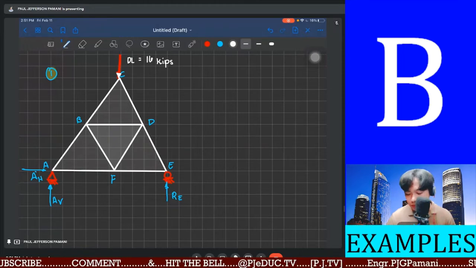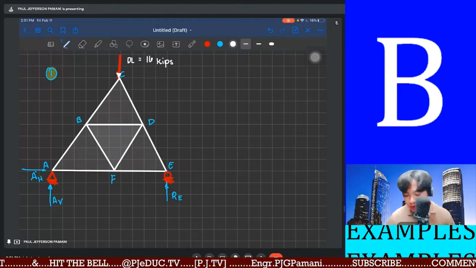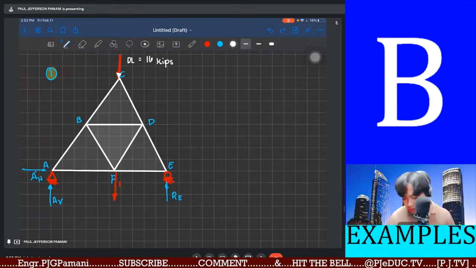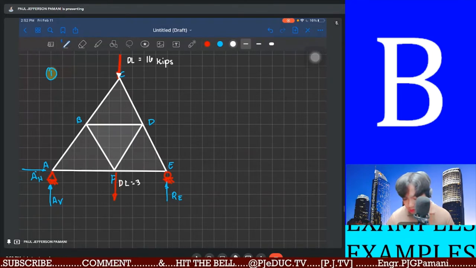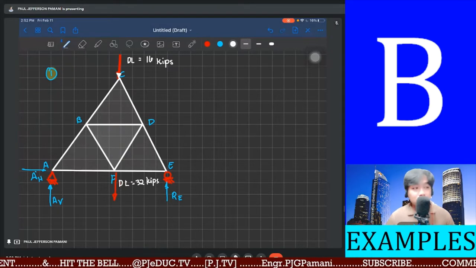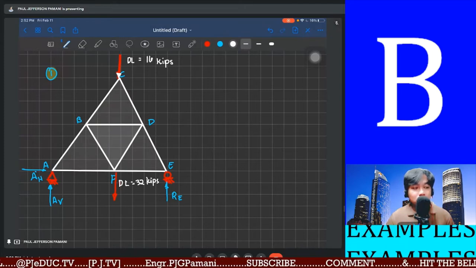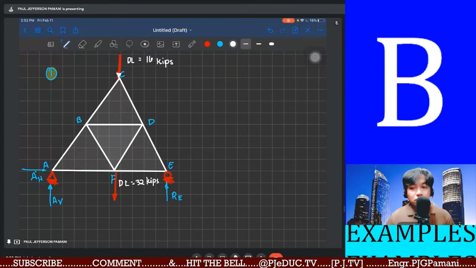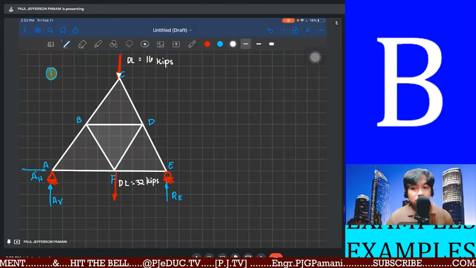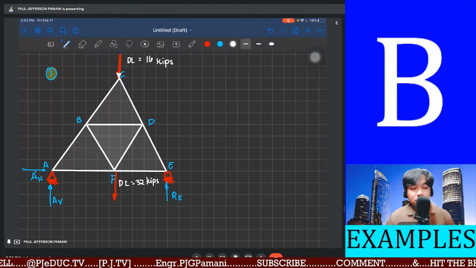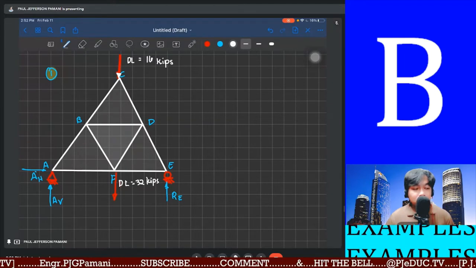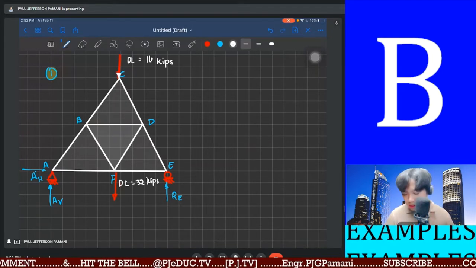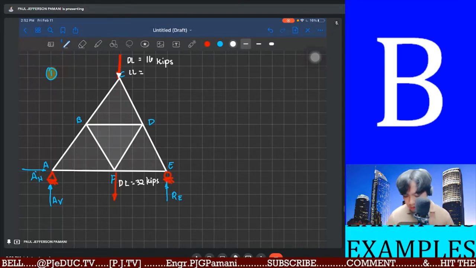Ano pa? Isa pang dead load. Sir, sa F po. Upward, downward? Sir, downward. Value? 32 po. 32 kips. Isa, how about live load? Live load, saan nyo gustong ilagay? Sige, lagyan na rin natin ng live load sa joint C at joint F. Bigyan nyo ako ng value.